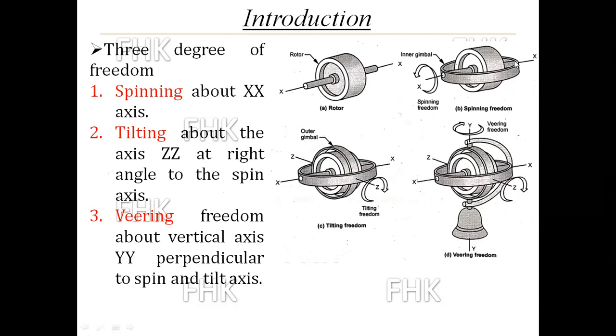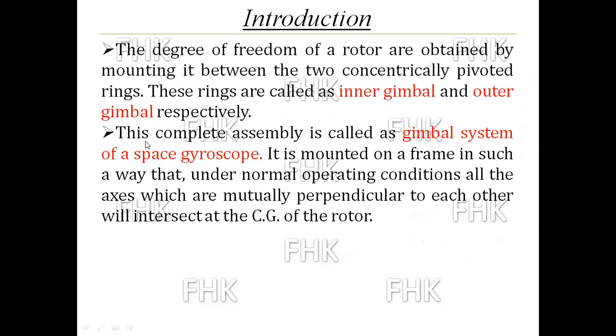So this is called the inner gimbal, and at the same time this inner gimbal is mounted with the ZZ axis, that is called the outer gimbal. This complete assembly is called the gimbal system of a space gyroscope. It is mounted on a frame in such a way that under normal operating conditions, all the axes which are mutually perpendicular to each other will intersect at the center of gravity of the rotor.